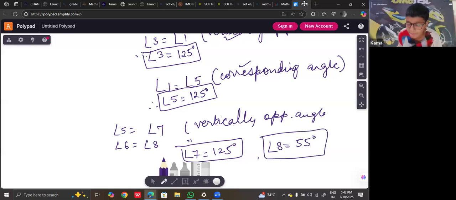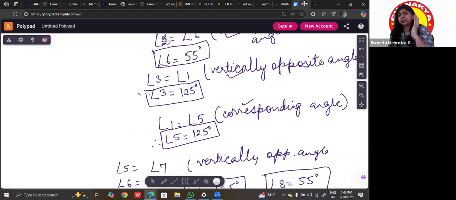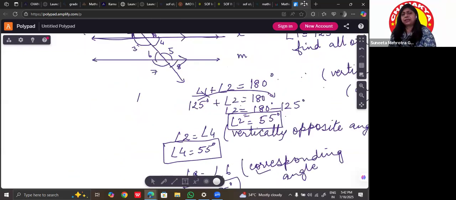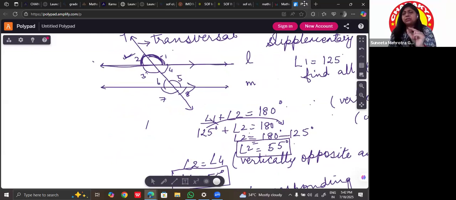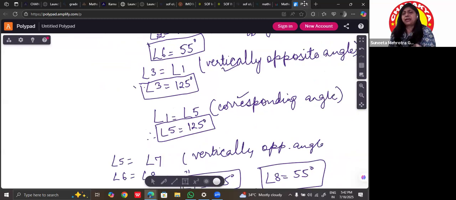Clear? Yes, ma'am. So one more concept: we have found all the angles with either corresponding angles or vertically opposite angles, but we haven't mentioned anywhere alternate interior angles and co-interior angles. When you are finding angle 5 or angle 6, you have to mention any one as a co-interior angle. Here, when we are mentioning angle 5, we have taken it as a corresponding angle.